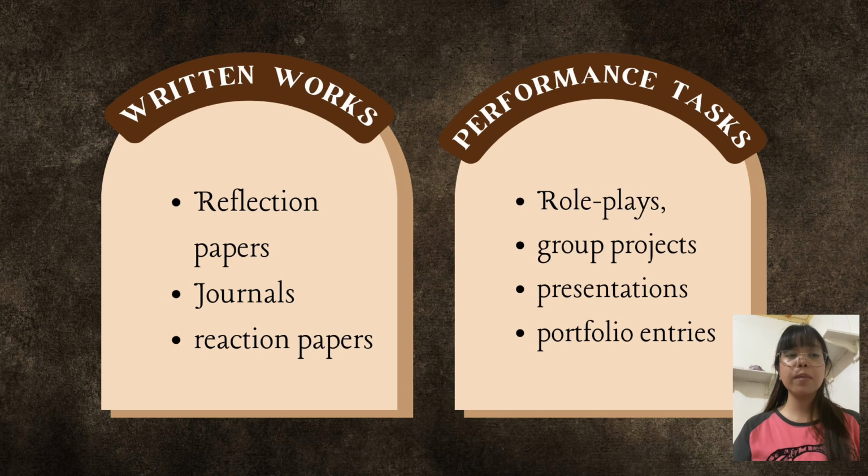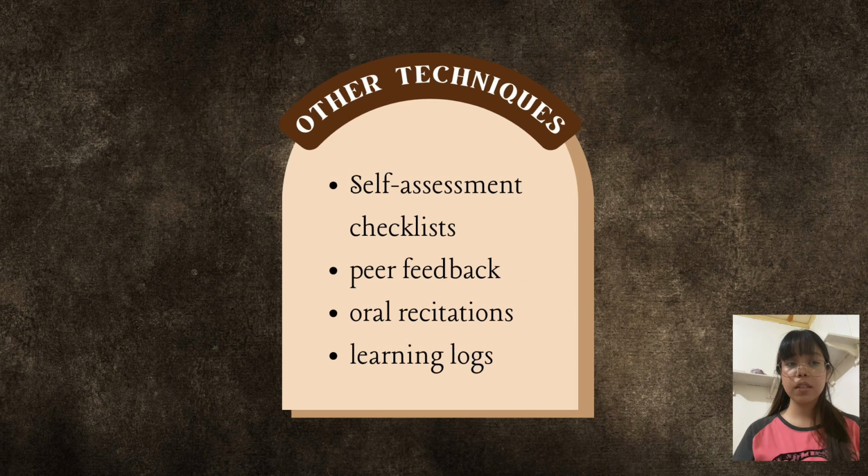In formative assessment, we have written works like journals or reflection papers where the students can write about how they practice honesty or other values. Second is the performance task, like role playing, group projects, or community service activities that highlight cooperation and responsibility. And lastly are other formative techniques such as self-checklists, peer reviews, and weekly learning logs to monitor how their values are applied in their daily life.